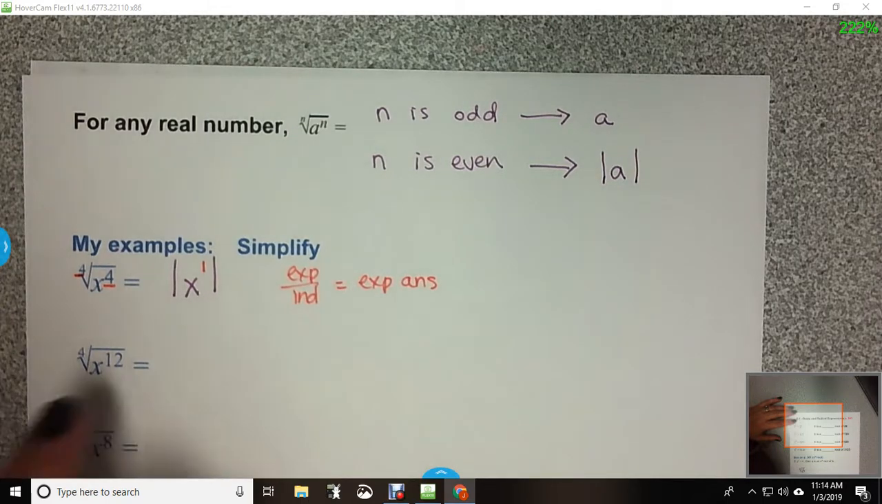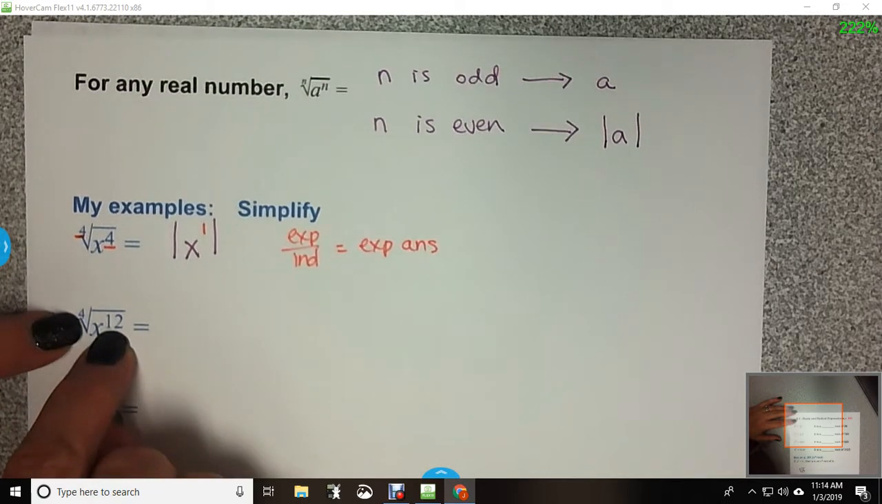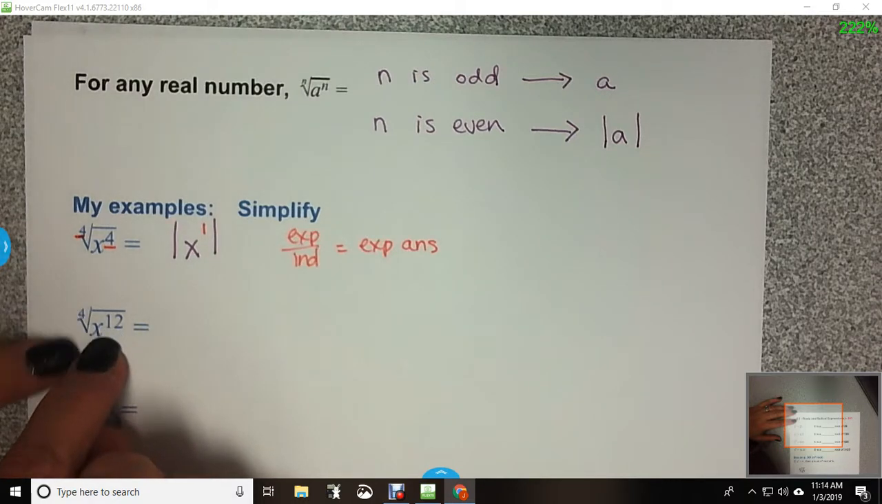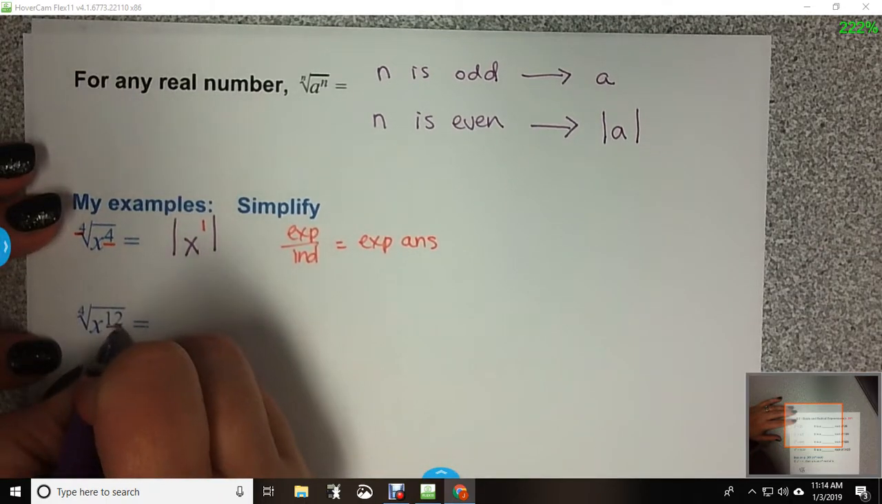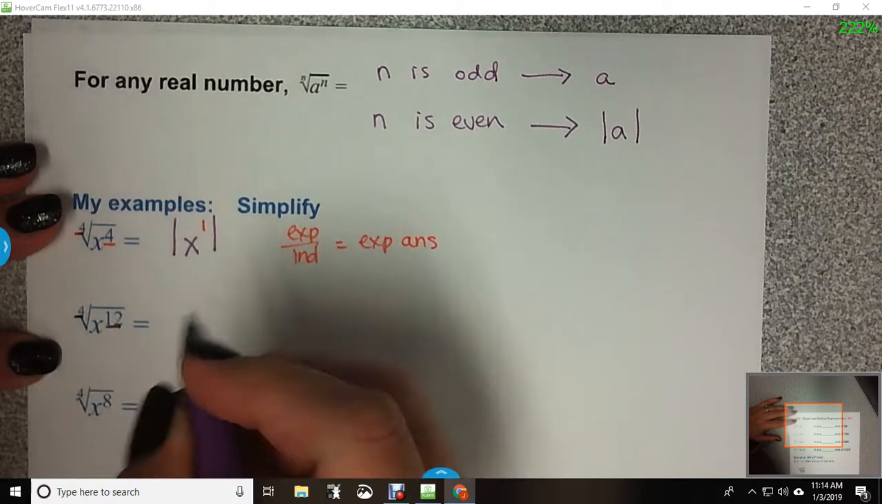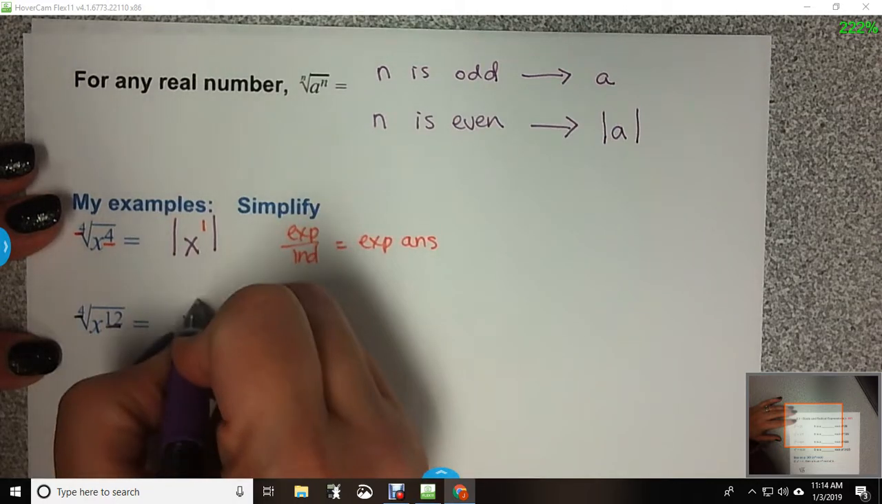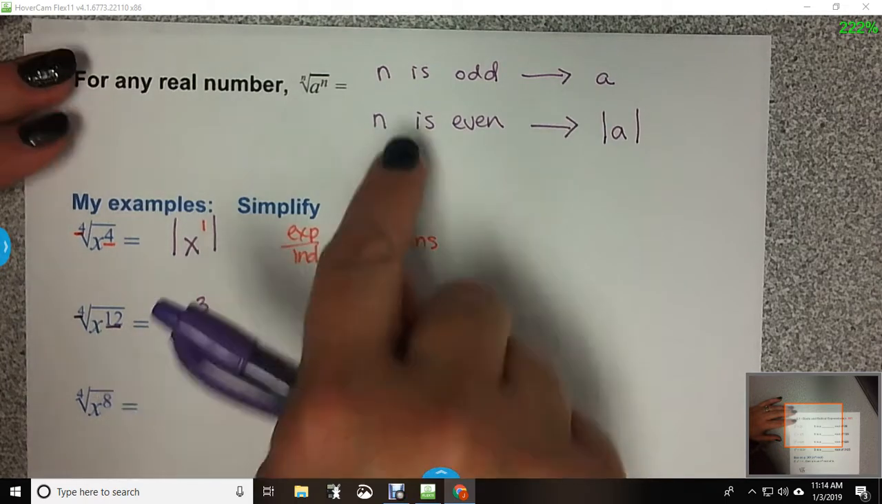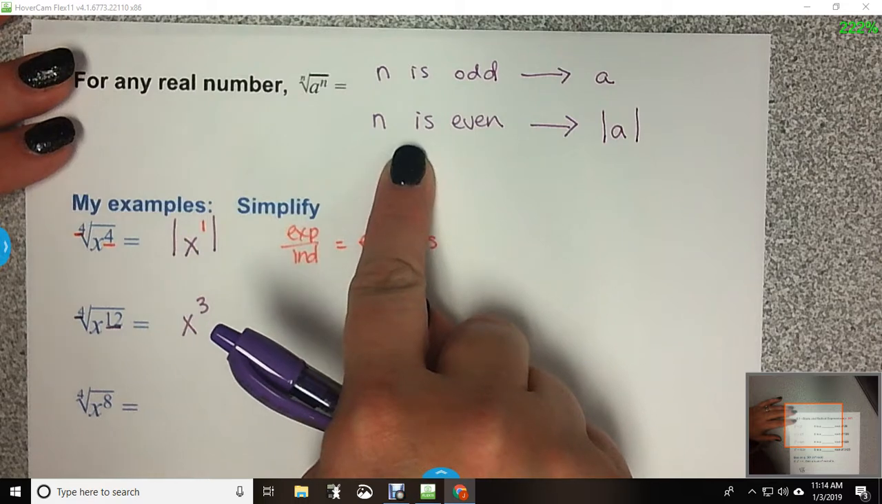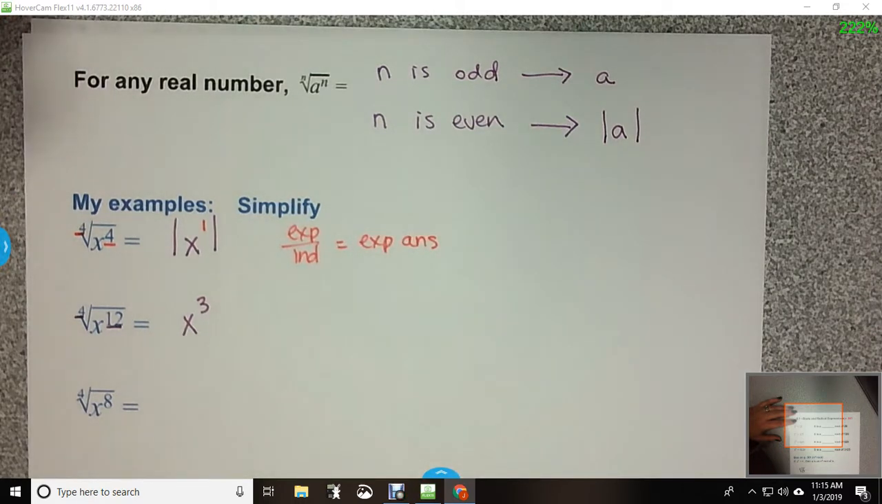All right, so now if you take a look at this next one, those numbers are not the same. I've got to figure out whether I'm going to need absolute value or not. But I can figure out what my answer is going to look like. If I take 12 and divide it by 4, I get 3. I get x to the third. Well, do I need absolute value or not? This is not real clear about that. So here's where I'm going to try to clear it up and make it a little bit better.